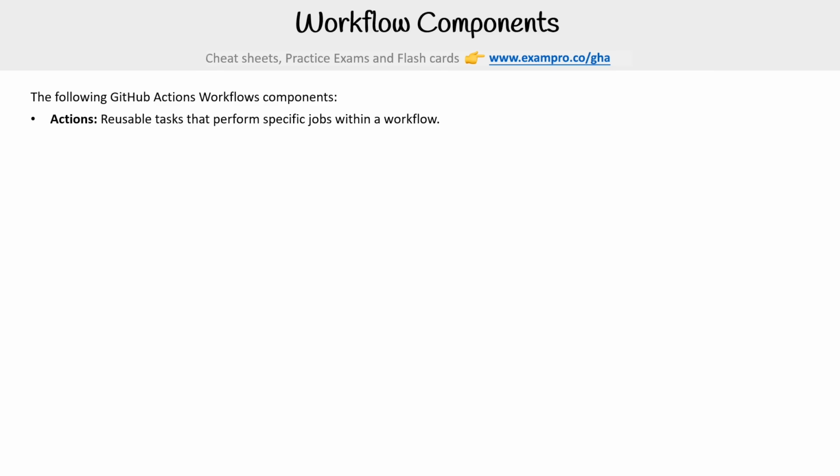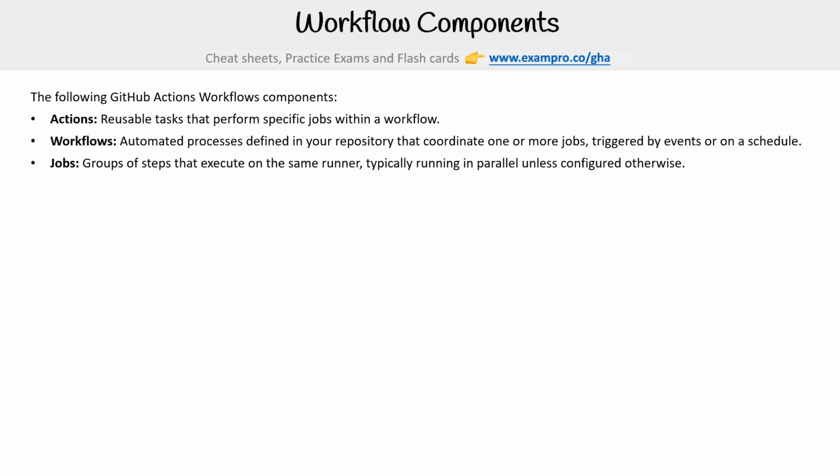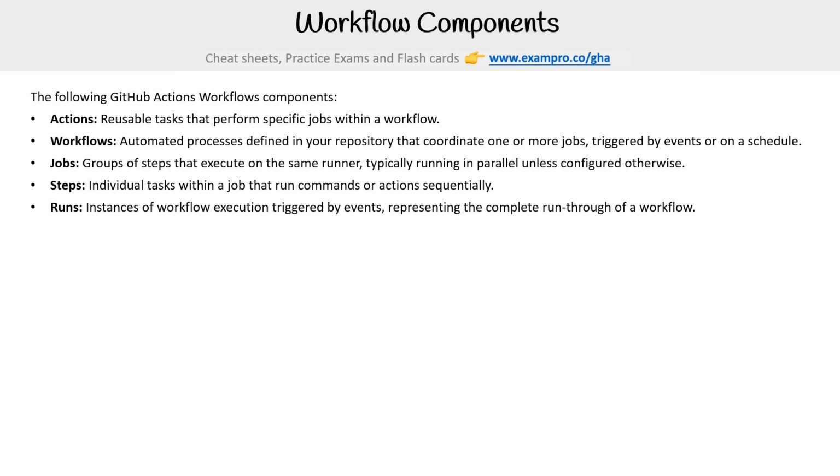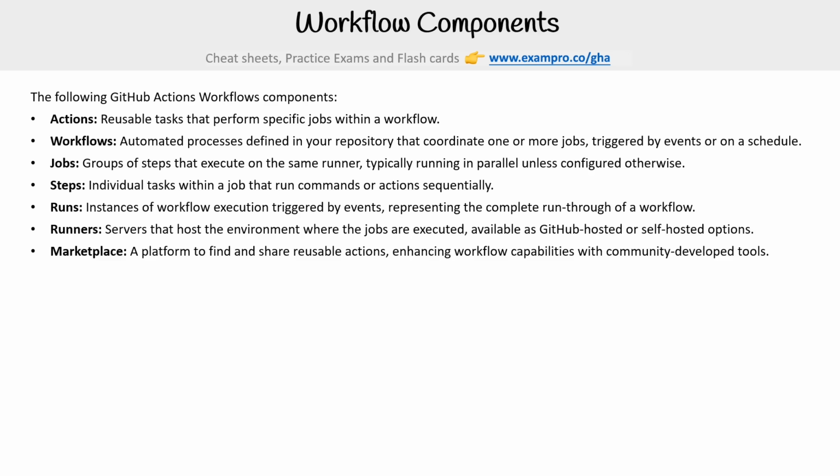Hey, this is Andrew Brown, and we are taking a look at workflow components. We're just basically saying what goes into a workflow and making sure we understand what all those components are. The first are actions. These are reusable tasks that perform specific jobs within a workflow. We have workflows. These are automated processes defined in your repo that coordinate one or more jobs, triggered by events or on a schedule. We have jobs. These are groups of steps that execute on the same runner, typically running in parallel unless configured otherwise. We have steps. These are individual tasks within a job that run commands or actions sequentially. We have runs. These are instances of workflow execution triggered by events, representing the complete run-through of a workflow. We have runners. These are the servers, the host and the environment where the jobs are executed, available as GitHub-hosted or self-hosted options. We have the marketplace, where you can find and share reusable actions with your community.